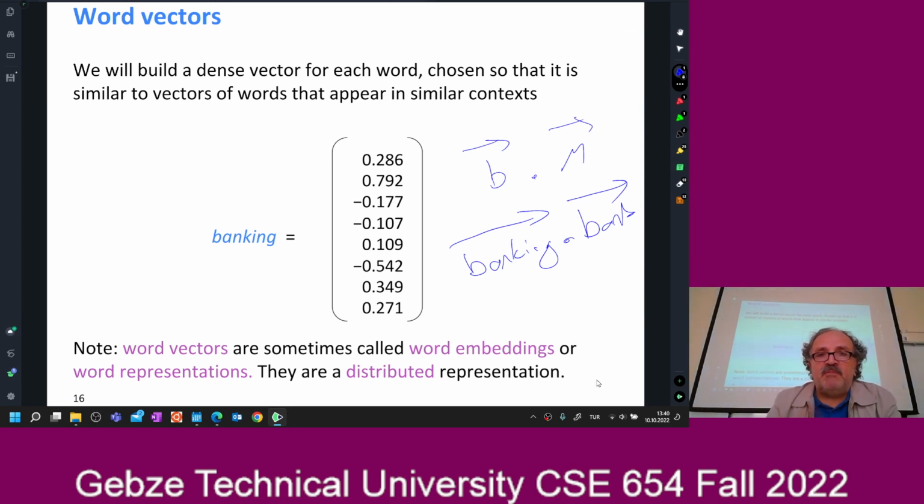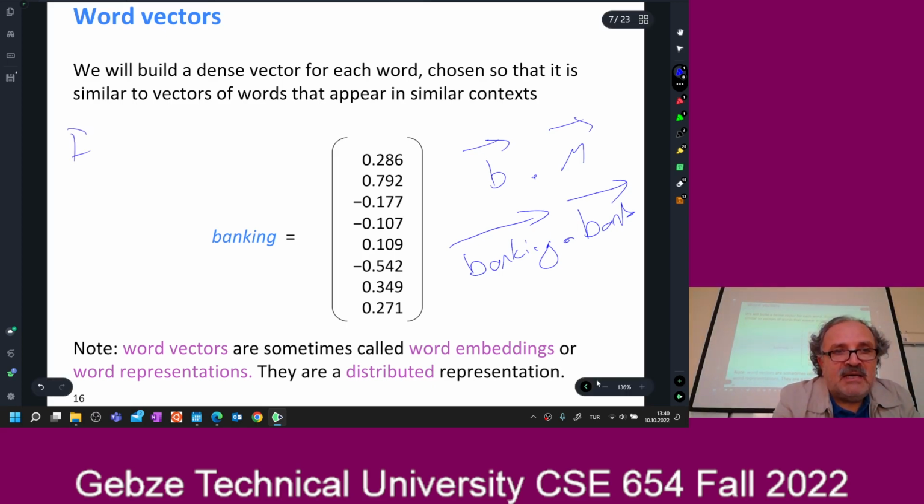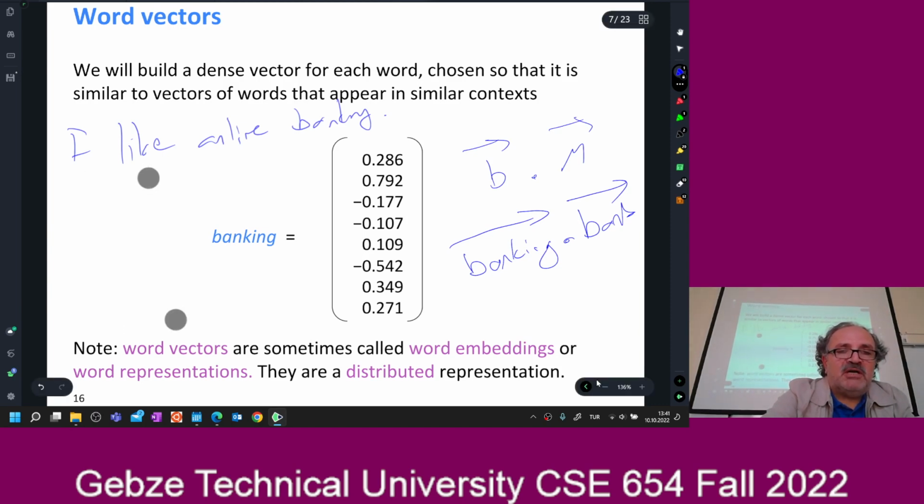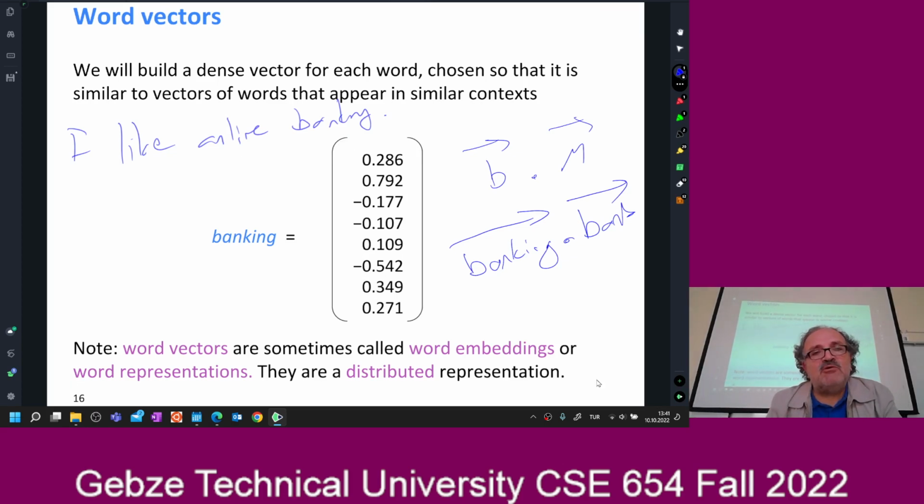If somebody gives me a complete sentence, for example, I like online banking, this sentence will be a 200 dimensional vector here, another 200 dimensional vector here, and so on. So it's going to be a sequence of 200 dimensional vectors that will represent our sentence. If you combine all those vectors together, take the average, take the mean or whatever, that's going to represent your sentence.